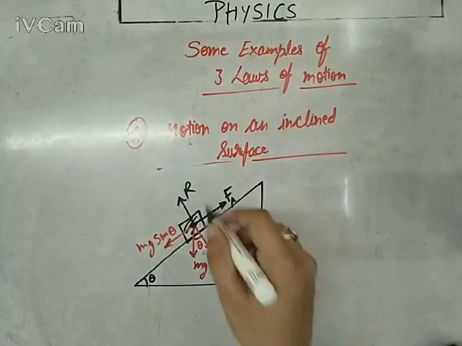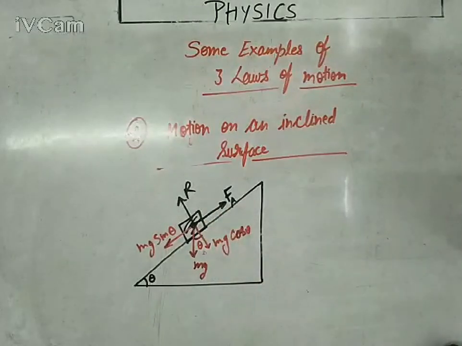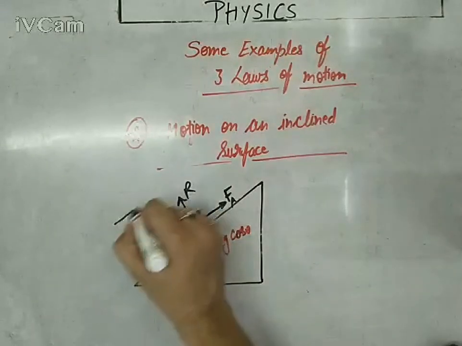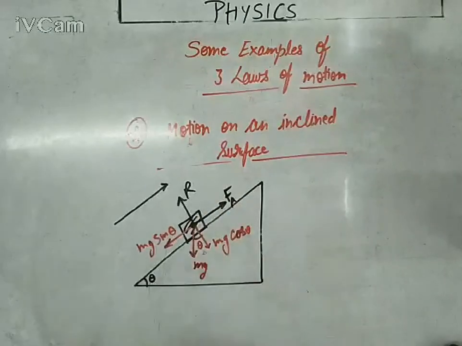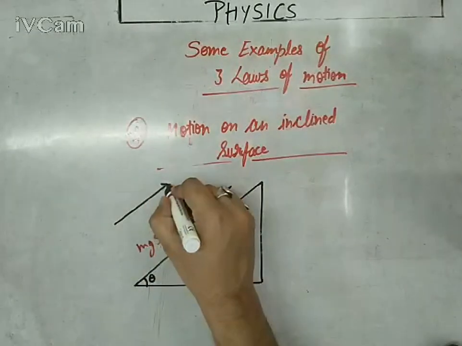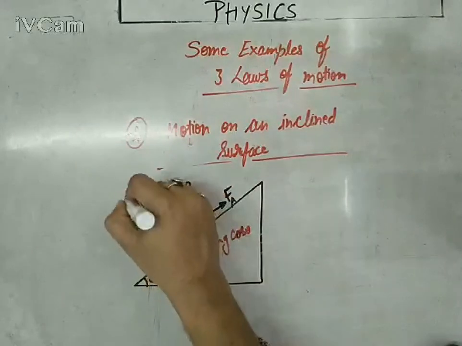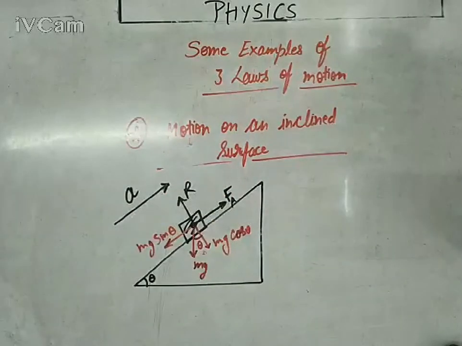Now if the body is moving in the upward direction, keep this in mind, definitely your applied force is greater than mg sin theta. In that particular case, the body will move in the upward direction. So in that situation, if I say the body is moving upward with acceleration a, and according to us the resultant force is F, F is the resultant force by which the body is moving in the upward direction.